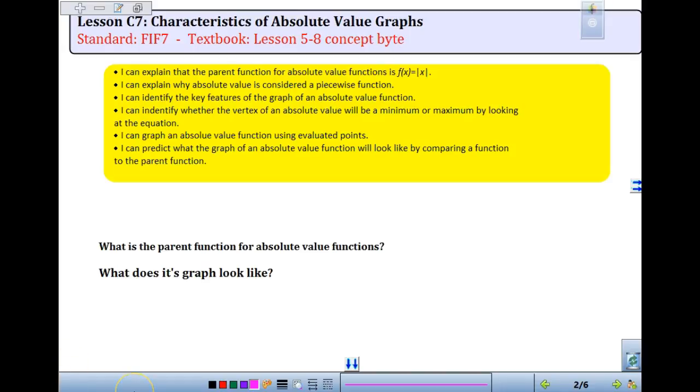So, are you good? What is the parent function? Y equals absolute value of x, right?